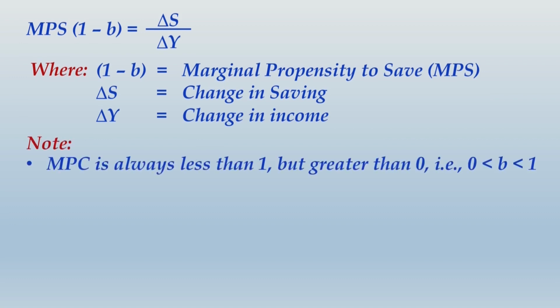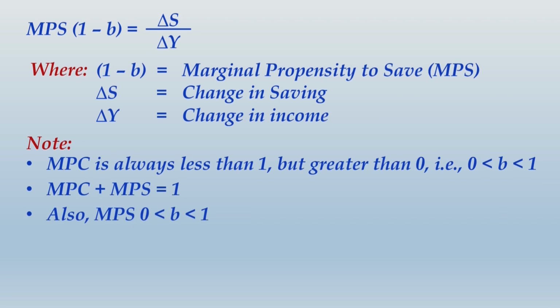MPC, that is marginal propensity to consume, is always less than 1 but greater than 0. That means B should be greater than 0 but B should be less than 1. And marginal propensity to consume plus marginal propensity to save taken aggregate, it will result into 1. So it is implied that marginal propensity to save, which also has the function of marginal propensity to consume, we will follow that even the marginal propensity to save has to be greater than 0 and less than 1.